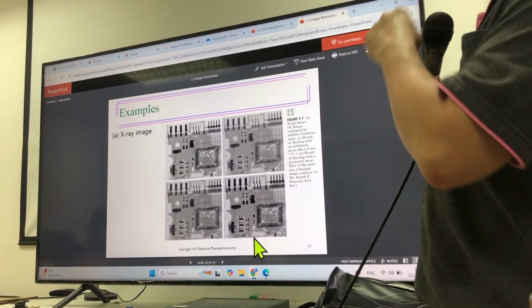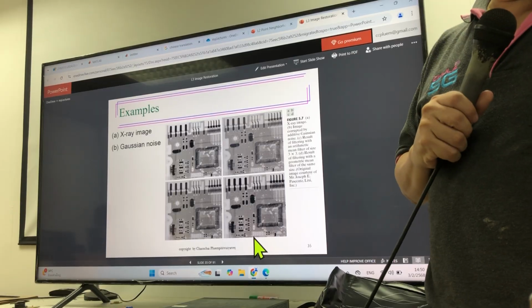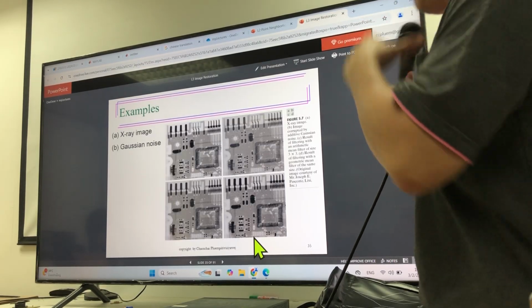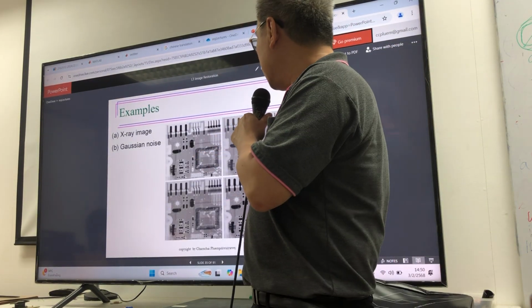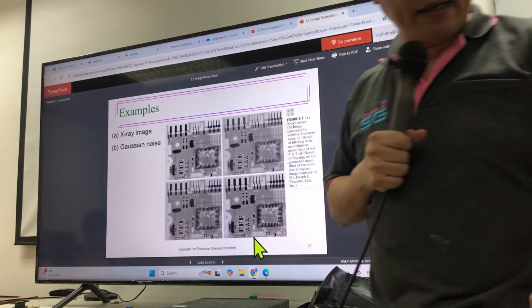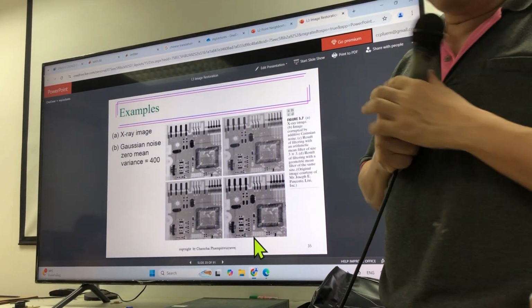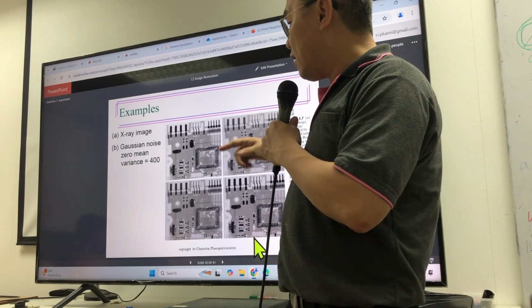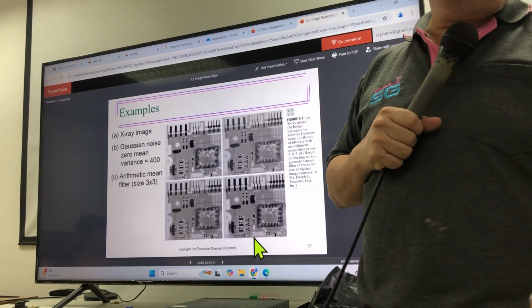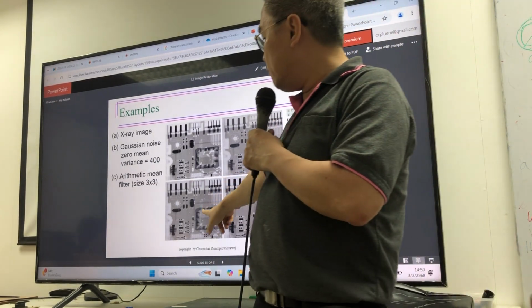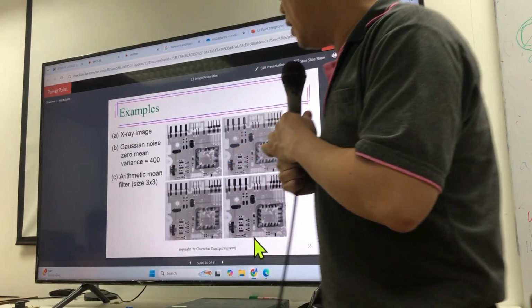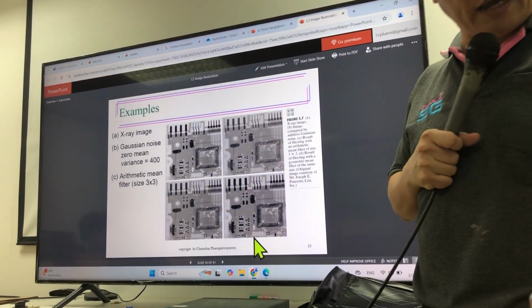Let's take a look at the image. This is the original X-ray image. This is the image corrupted by Gaussian noise, zero mean, variance 400. The third one is the averaging filter, the arithmetic mean filter, 3 by 3.